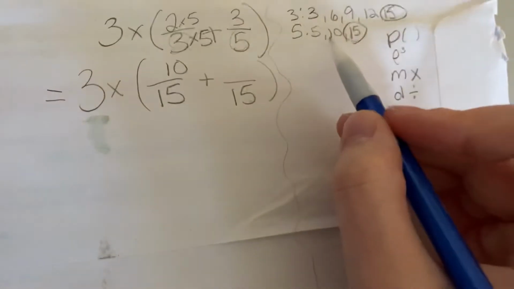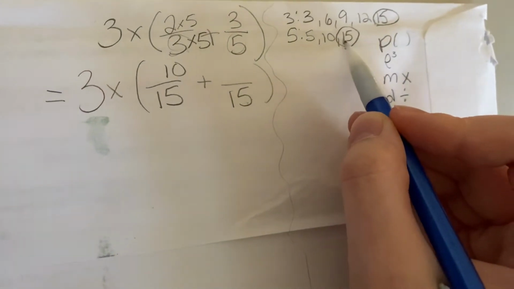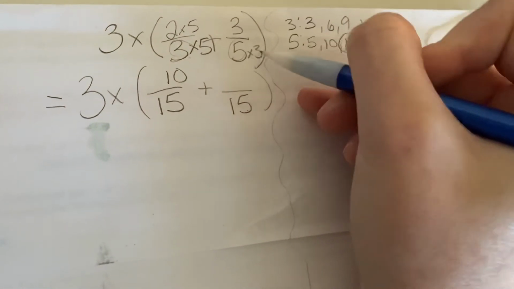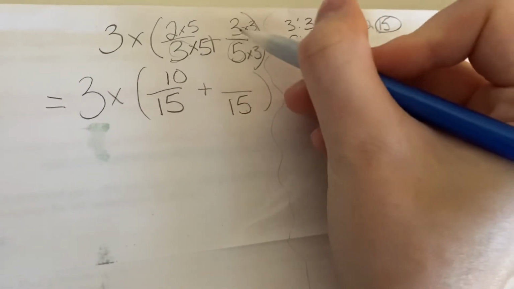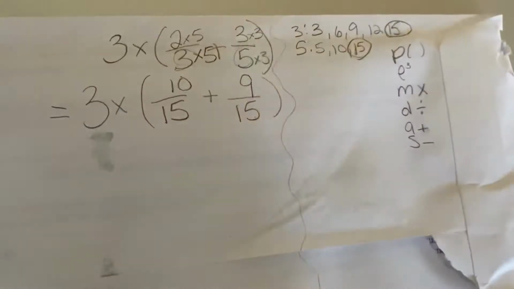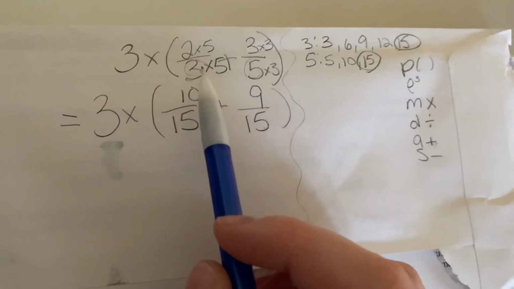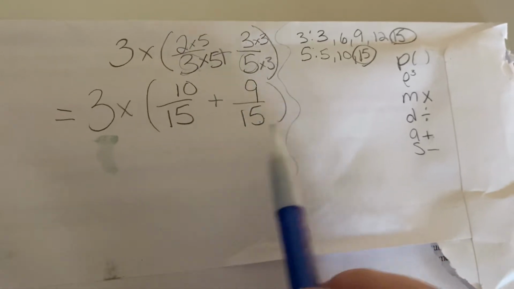You can also use your multiples over here. So 5 times 1, 2, 3 was 15. If we put 5 times 3 down here, we have to do times 3 at the top too. So 3 times 3 is 9. Then our next part is to actually solve. Now that we have changed our fractions so they have common denominators, we can solve it.